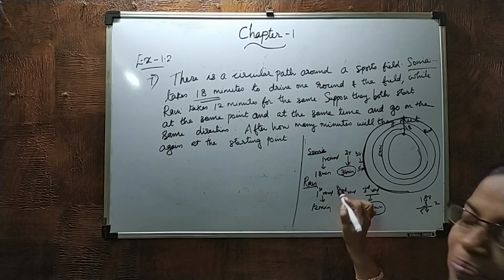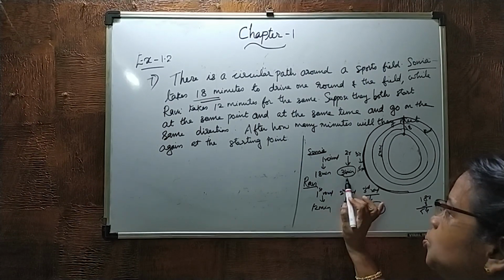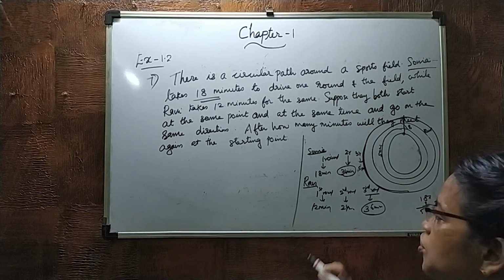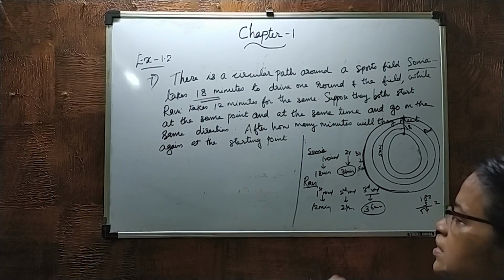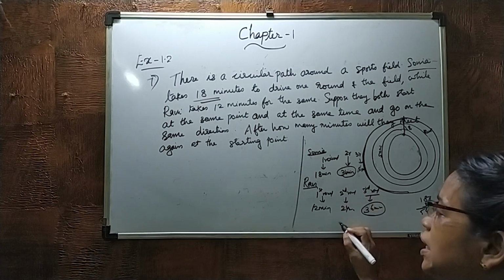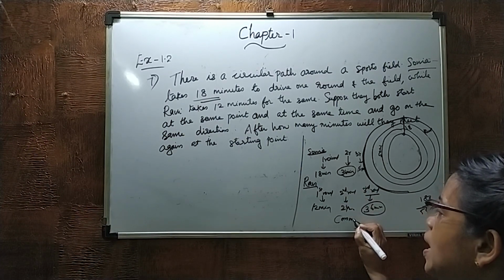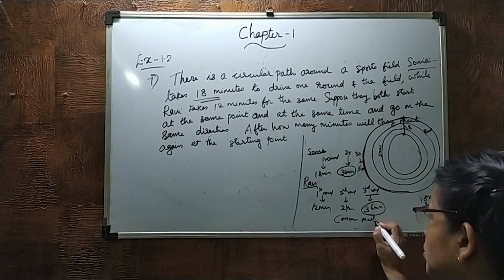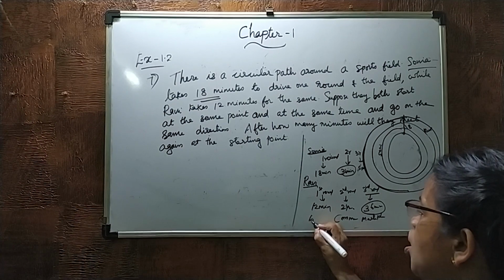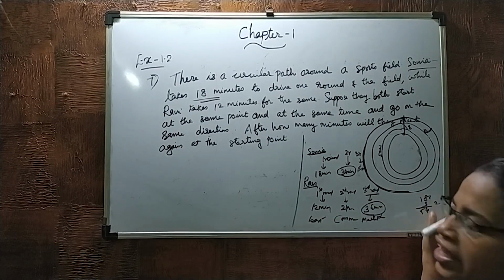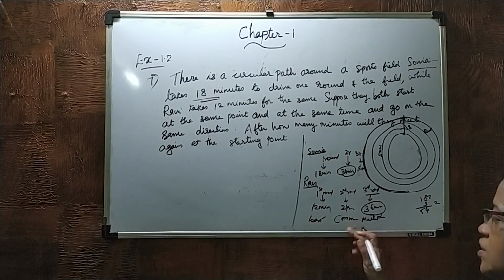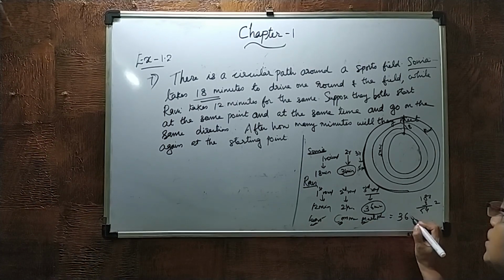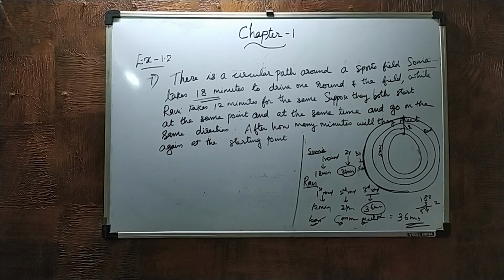Multiplication, we just multiply, right? 18 into 2, 36; 18 into 3, it is 54. 12 into 2, 24. And then 12 into 3, 36. The common multiple is 36. That means the least common multiple, the LCM. It is 36 minutes, you get the answer.